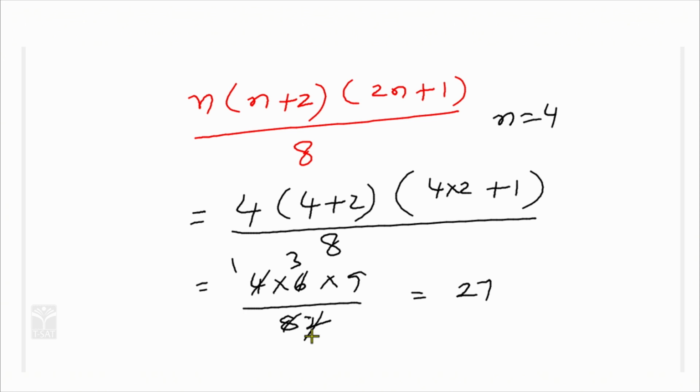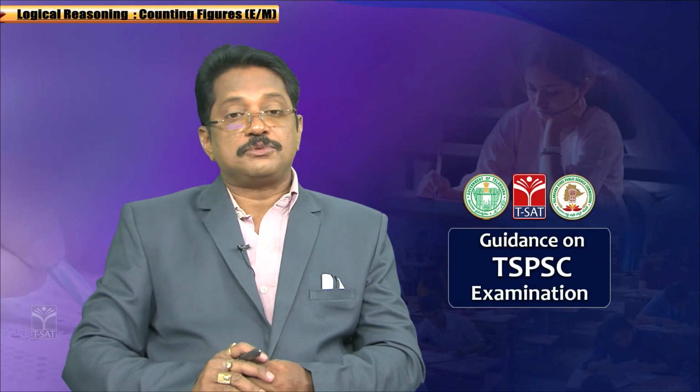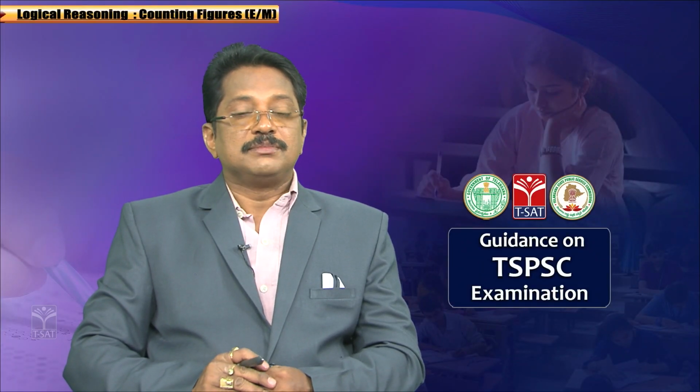4 ones are 4, 4 twos are 8, 2 ones are 2, 2 threes are 6, 9 threes are 27. So there are 27 triangles in the given figure. This is very important. This is a type 2 problem. So you have to remember the formula.